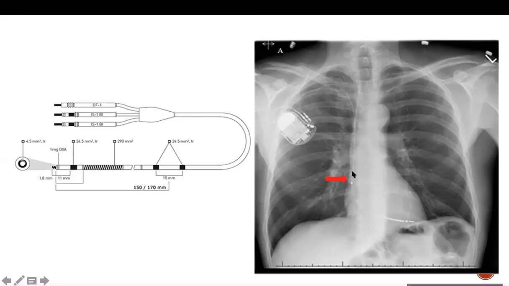This seems to be on the same lead, right? Correct. Okay. What is that? In the RA, maybe? So it's in the RA. You're right. So these are extra electrodes. If you look, this is the lead. Those are extra electrodes that are on the lead when the lead is in the atrium.